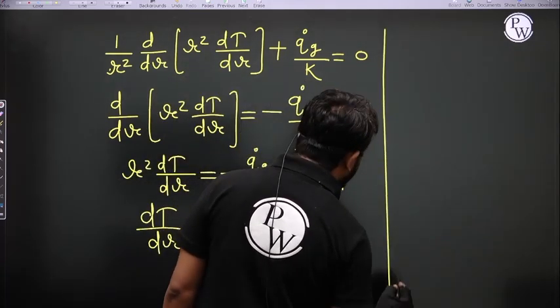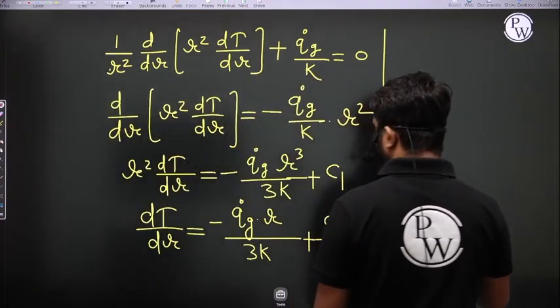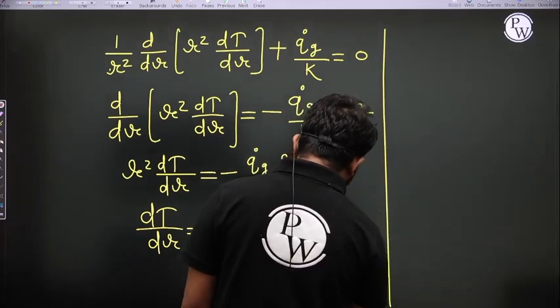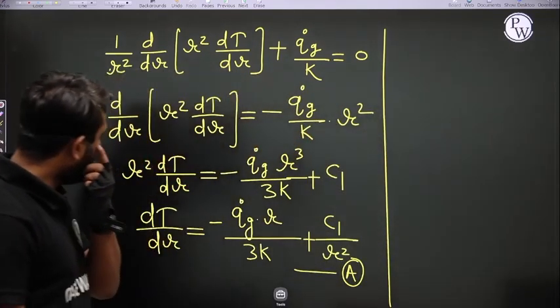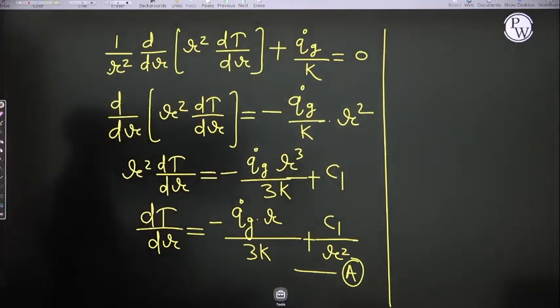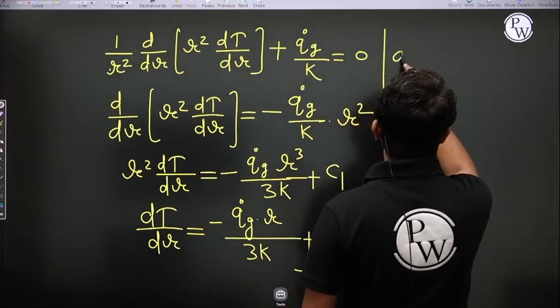C1 by R square. Now integrate once again. Right, so I said this is the equation number A, na? This is the equation number 1. Right, now what I am doing here, I find the C1 first. So to find out the C1, can we use the boundary condition? What is the boundary condition?